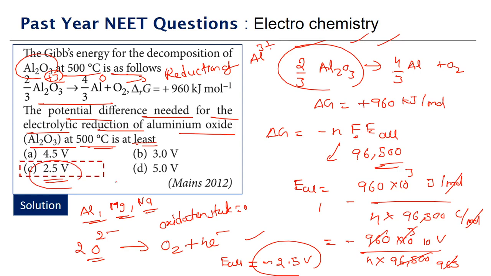Clear? So what are we doing with the question? It's a basic question where for the given equation, we are thinking of it like a cell equation, and we are calculating what is the value of E cell. That's it. So E cell is coming negative, means that is not spontaneous, and if you want to achieve this reduction of aluminum, we must keep this in a cell that will be able to apply at minimum this much potential.